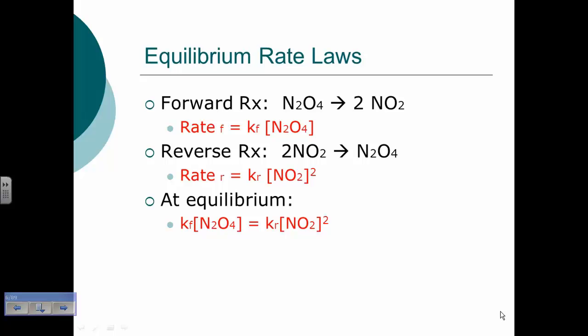At equilibrium, thus the term equilibrium, the rates are indeed equal. If the rates are equal, we can set up our rate law for the forward reaction directly equal to the rate law for the reverse reaction. Kf times the concentration of N2O4 to the first power, set equal to Kr times the concentration of NO2 to the second order. The forward and the reverse reactions are indeed at equal rates.